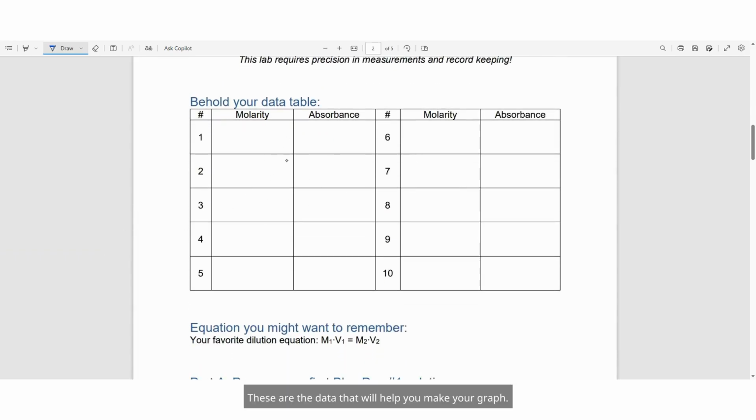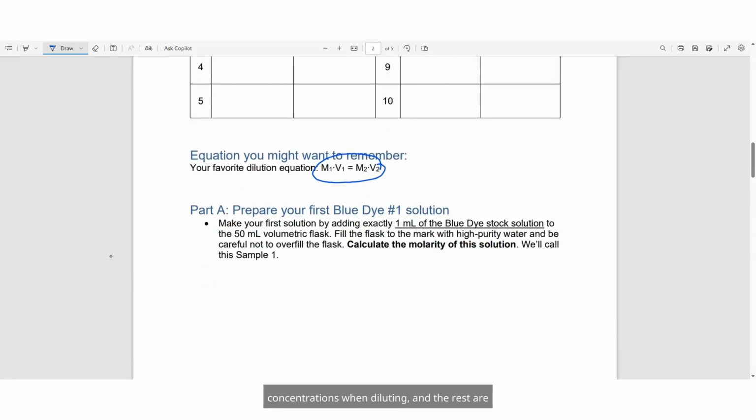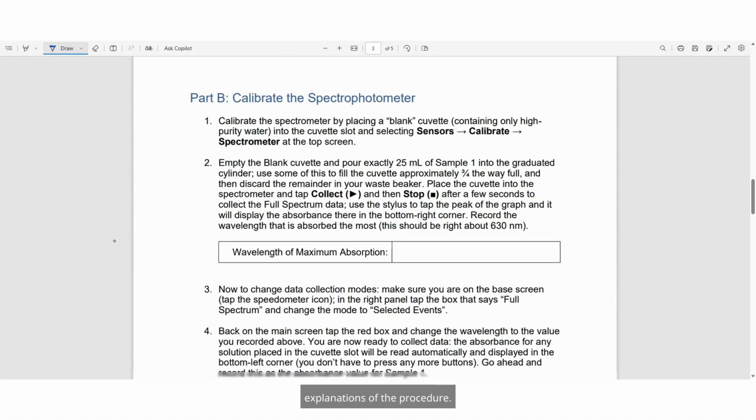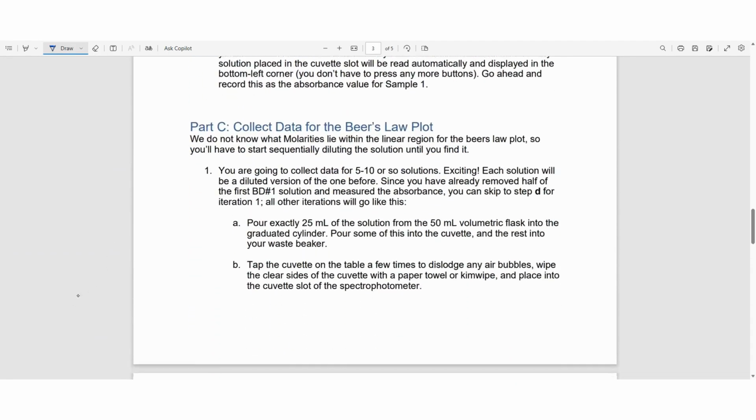These are the data that will help you make your graph. You're going to write down the molarities and the absorbance values, for example. One of the possible values for the first solution could be 1.6 times 10 to the minus 3, and theoretically, the absorbance could be 0.5 on your spectrophotometer. And you keep calculating like that. Once again, this is the formula used to calculate concentrations when diluting, and the rest are explanations of the procedure that must be carried out.